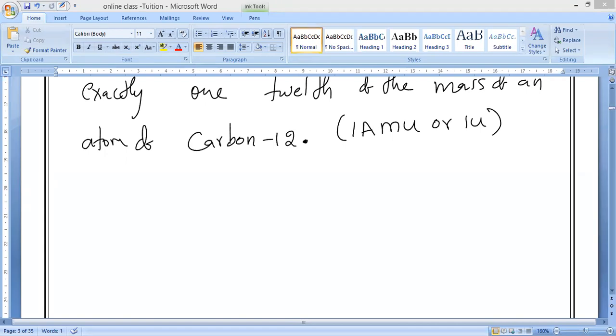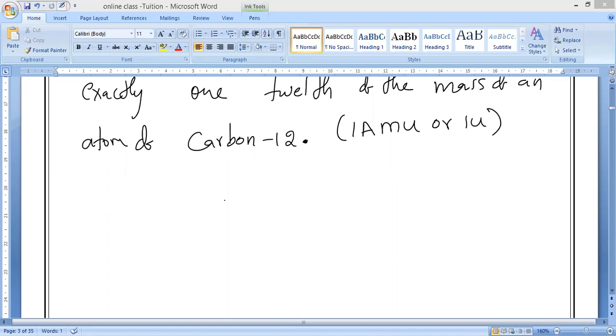1 unit equals what? 1 unit is equal to 1 by 12 of a carbon 12 atom. That is what you should understand. So, what does the atomic mass of an element indicate? For example, I will say magnesium. The atomic mass of magnesium is 24 u. So, what is it indicating? Can anybody say?